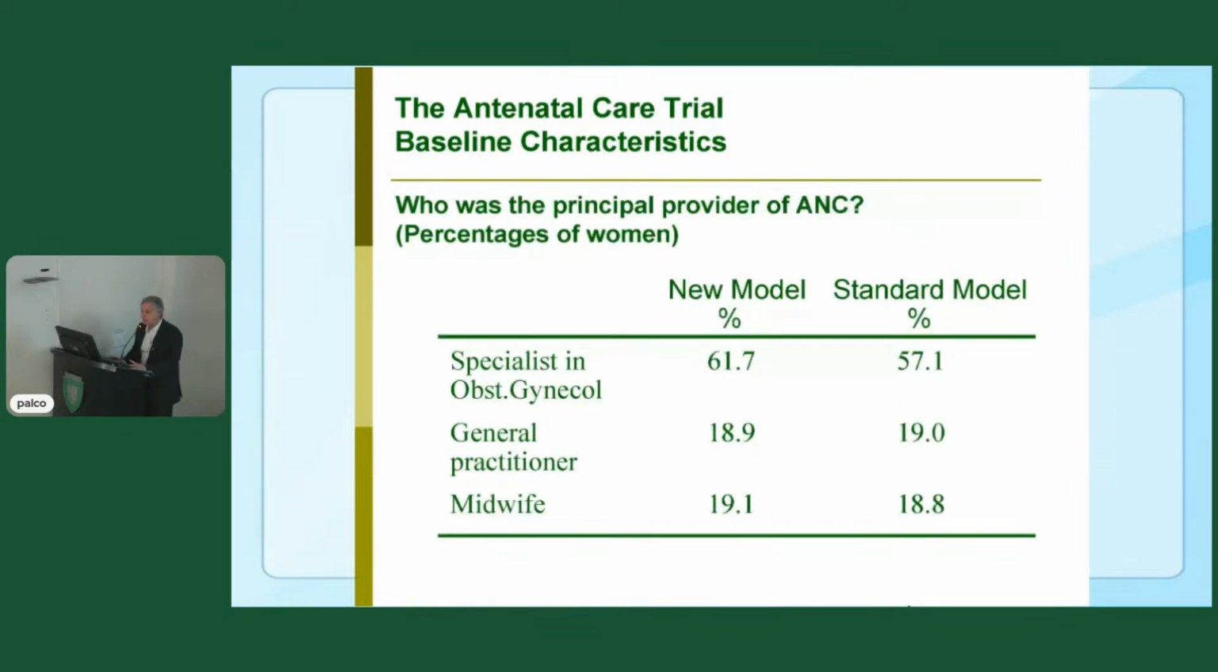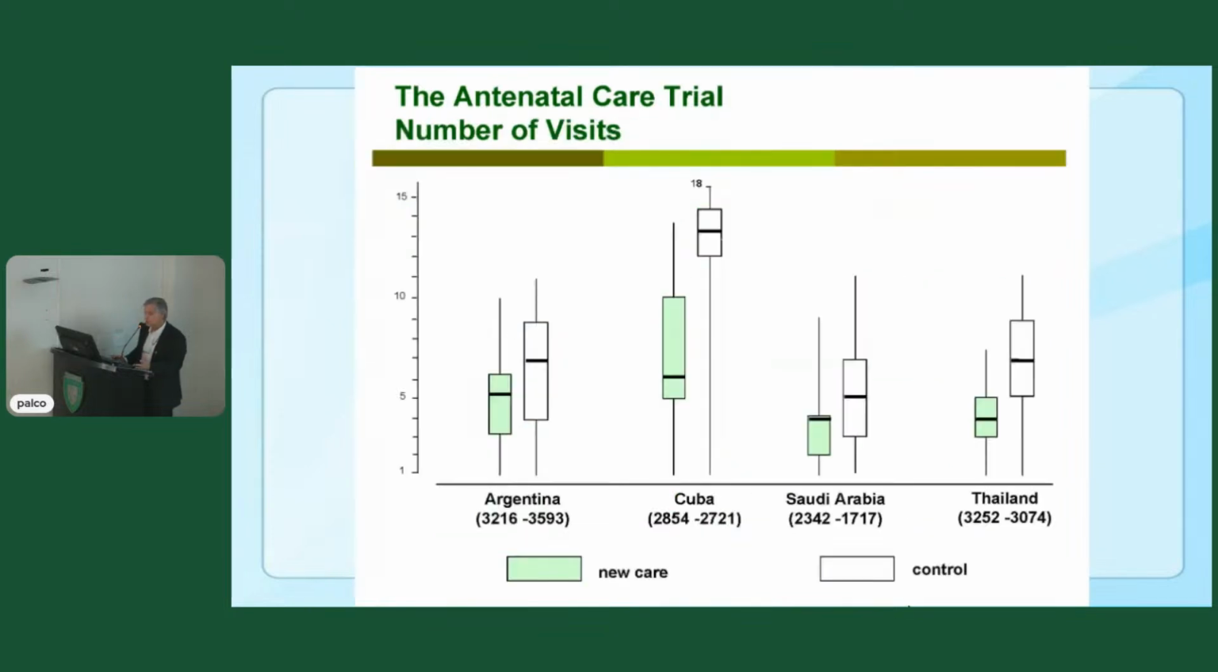The antenatal care trial baseline shows who was the principal provider of ANC. We have a little difference here, so you need to adjust for that, because 61% in the new model clinics and 57% in the other one. Small difference, but nonetheless it is a difference. The other one, general practitioner, is more or less the same. So they're kind of comparable, not quite for the top one, the gynecologist. The clinics allocated to the new model have a slightly better number of obstetric gynecologists. So maybe that would influence the result.